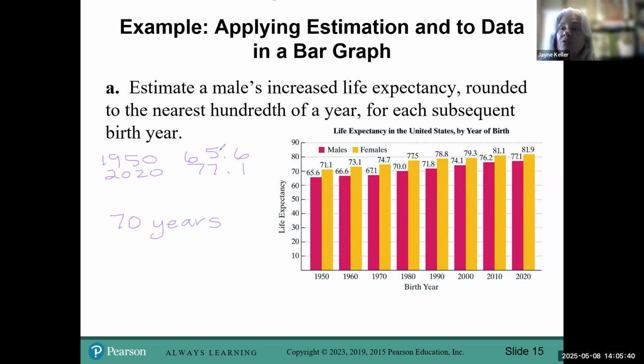And then I'm probably just going to round this one. 65.6, I'm going to round to 66, just rounding to the nearest whole number. Again, this number's bigger than 4, so I'm going to round up. And then 77.1, I'm going to round to 77. And so the difference there is, let's see, 4 plus 7, so 11 years.